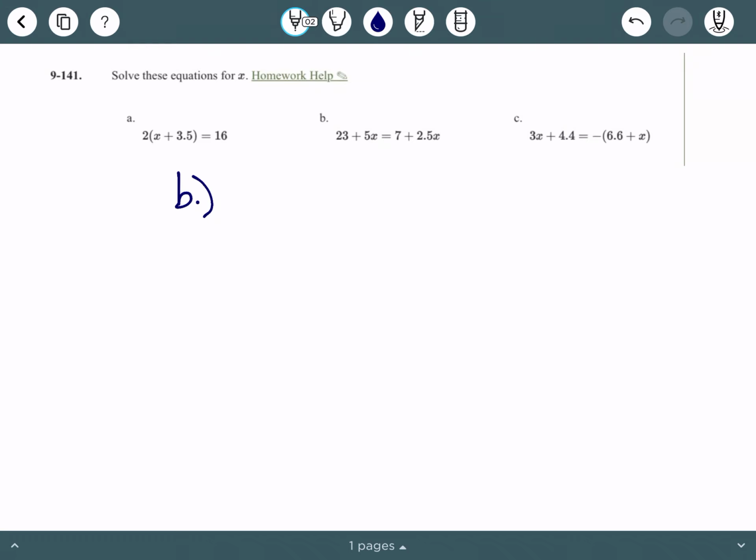All right, part B. Again, I'm just going to recopy here. So 23 plus 5x equals 7 plus 2.5x. Now, we do have these decimals that we're working with, and we could multiply everything in this equation by 10 to get rid of that decimal, but these aren't really terrible decimals. And if you're using a calculator, it's fine to just solve it the way it is written.